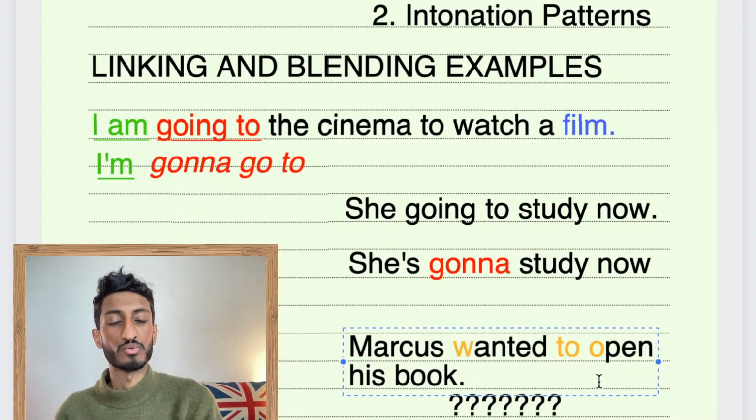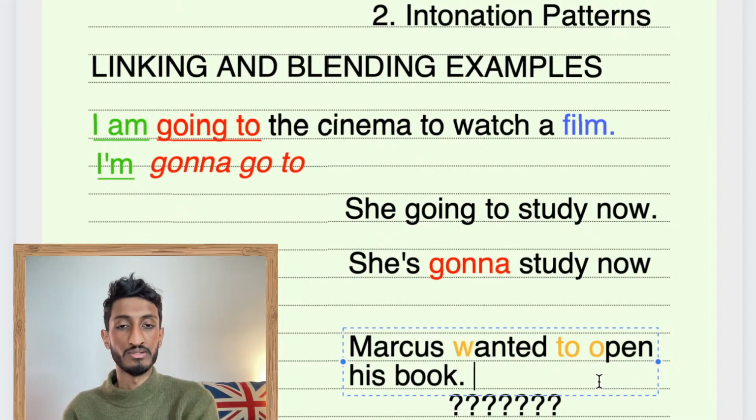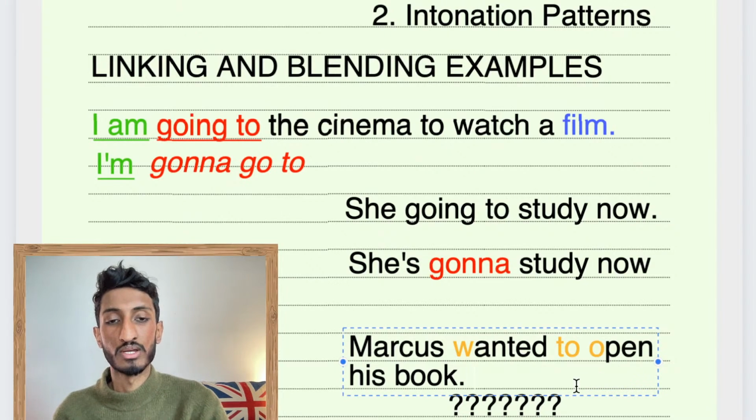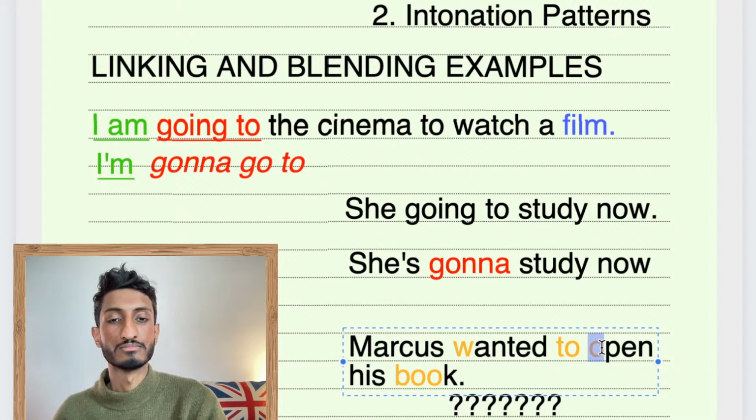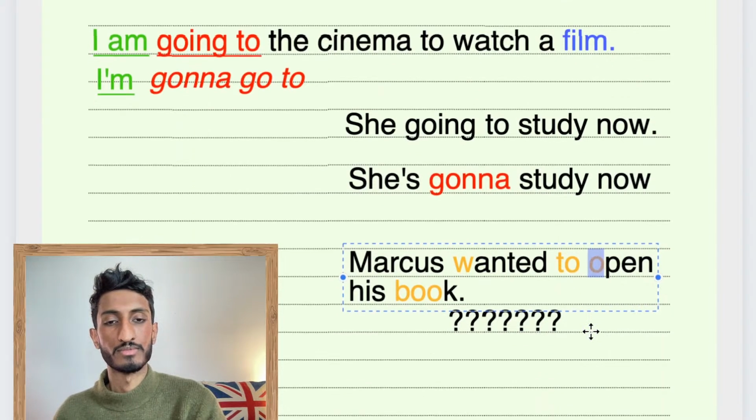So Marcus wanted to open his book. So this bu sound is not the bu sound in the Indian accent. Here it's book. Marcus wanted to open his book. So if you're struggling with this O sound, I would suggest you practice that O sound. Let's analyze the difference there. Let's do one more.